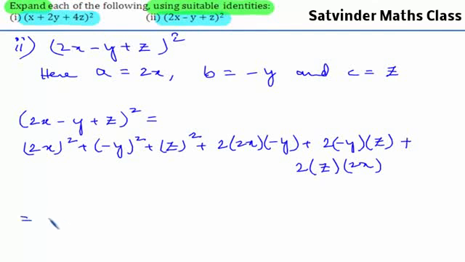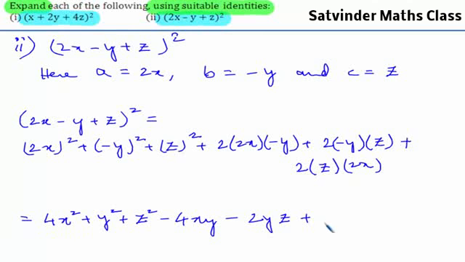This is equal to 4x² plus we will get y², since (-y)² is y², plus z². Now you have plus into minus, so let's take minus here. 2 2's is 4, therefore -4xy. Again plus into you have minus, which is minus. You have -2yz. Again you have plus 2 2's is 4, therefore +4xz.